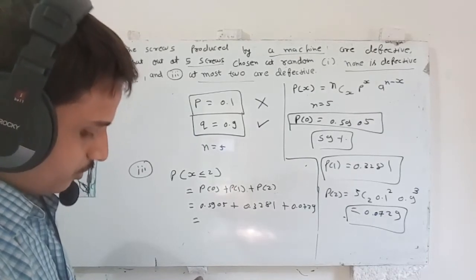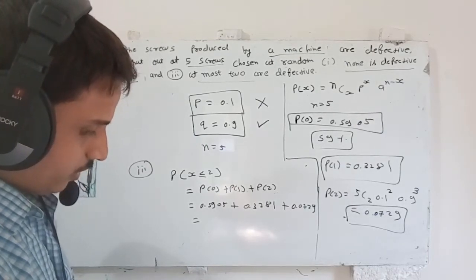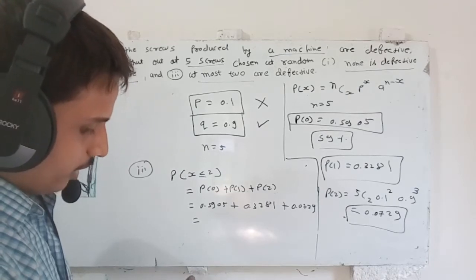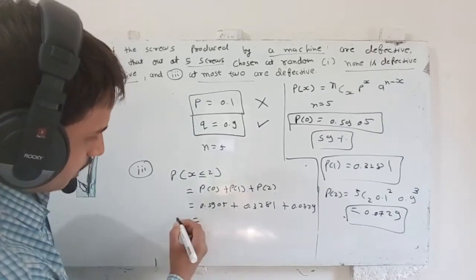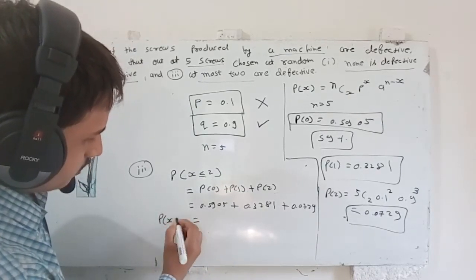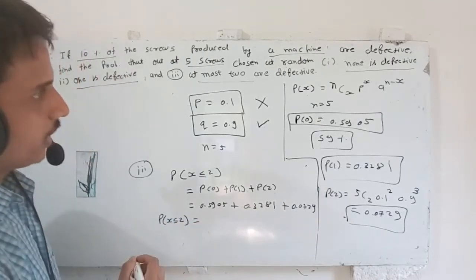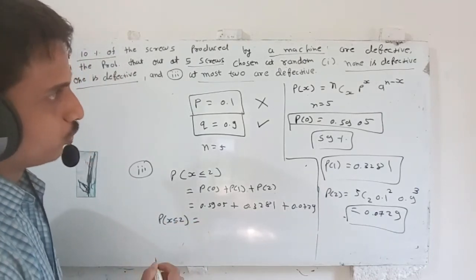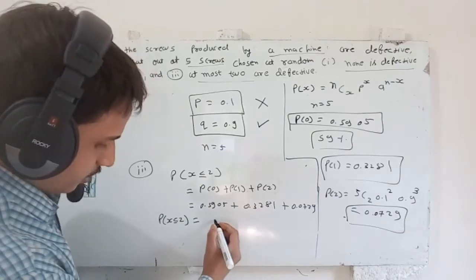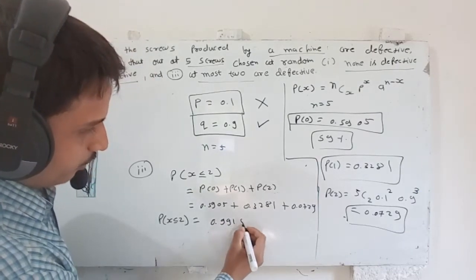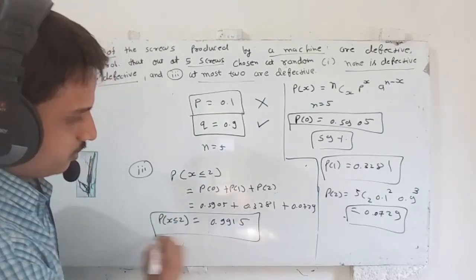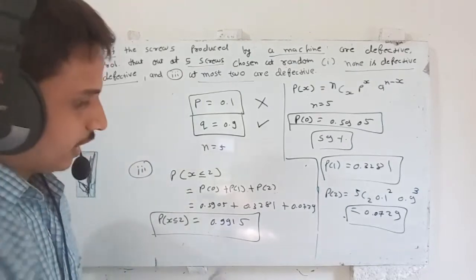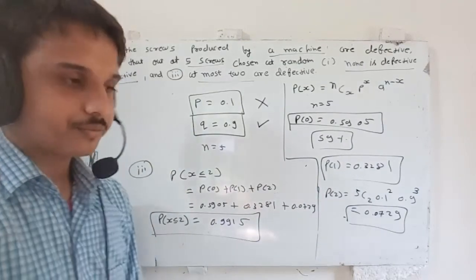And let us add all these values. 0.5905 plus 0.3281 plus 0.0729. So finally you will get the answer of question 3: the probability that at most two screws are defective is 0.9915. So this is the answer of our question number 3.